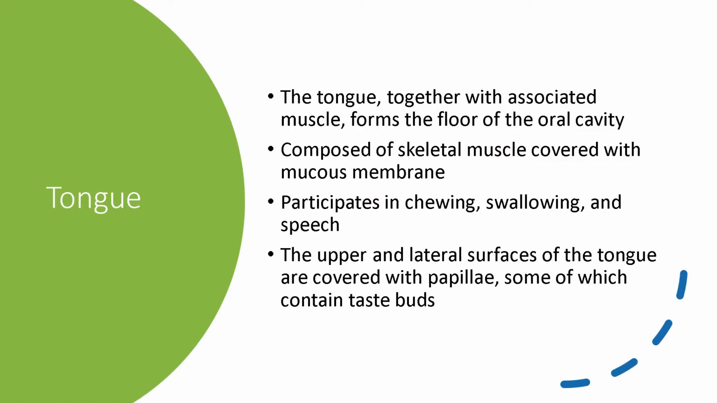The tongue is an accessory digestive organ composed of skeletal muscle covered with a mucous membrane. Now, together with the associated muscles, it forms the floor of the oral cavity. Now, there are kind of two different types of muscles that are associated with the tongue. These are the extrinsic muscles of the tongue, and the intrinsic muscles of the tongue.